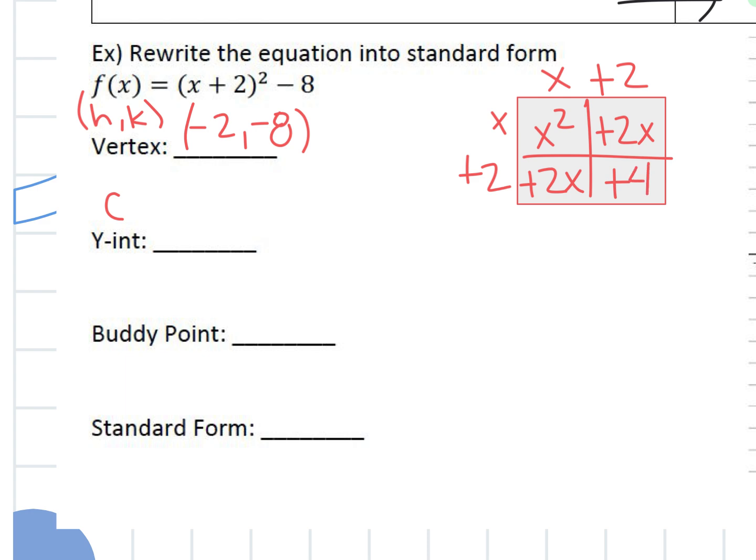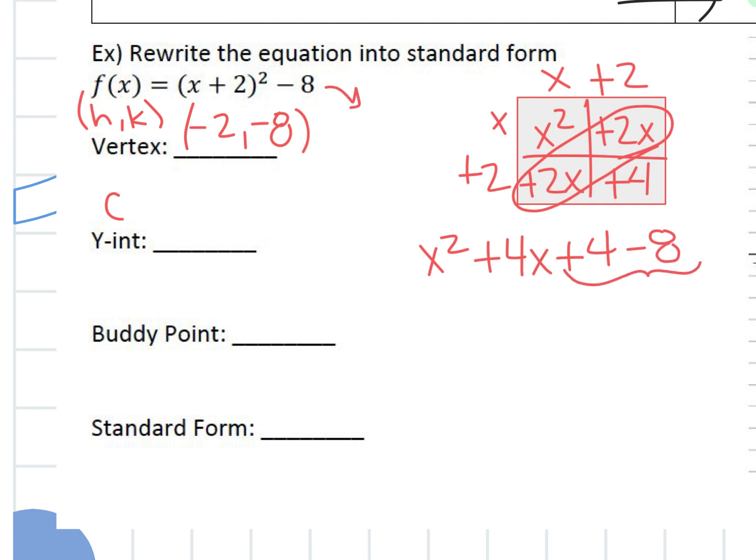So remember, now I don't have an A. I don't have a number outside of my parentheses. So really, I just have x squared. What do I get right here when I put these together? Plus 4x plus 4. And don't forget that minus 8, right? We've got to bring that down. We're going to put those together. We get x squared plus 4x. What's 4 minus 8? 4 minus 8 is -4. So remember, this is our A, this is our B, this is our C.